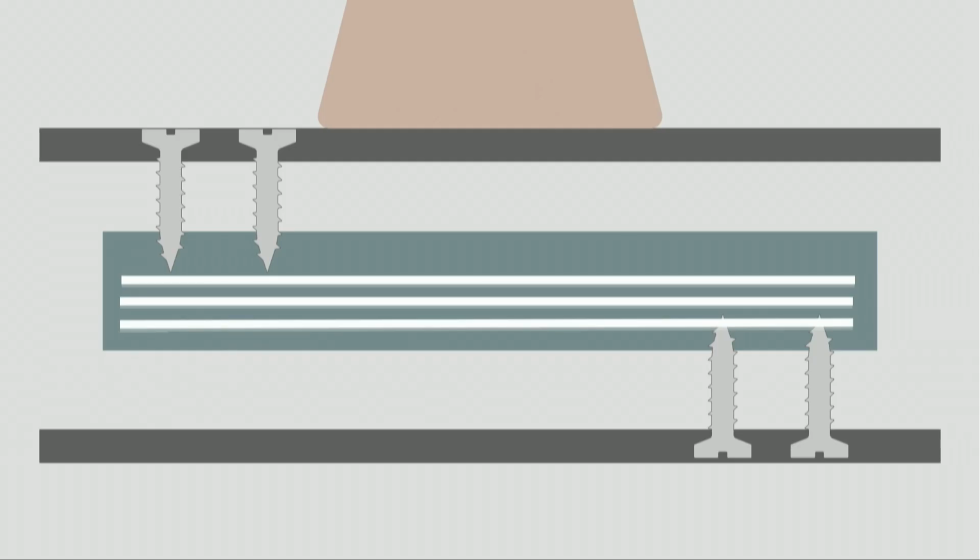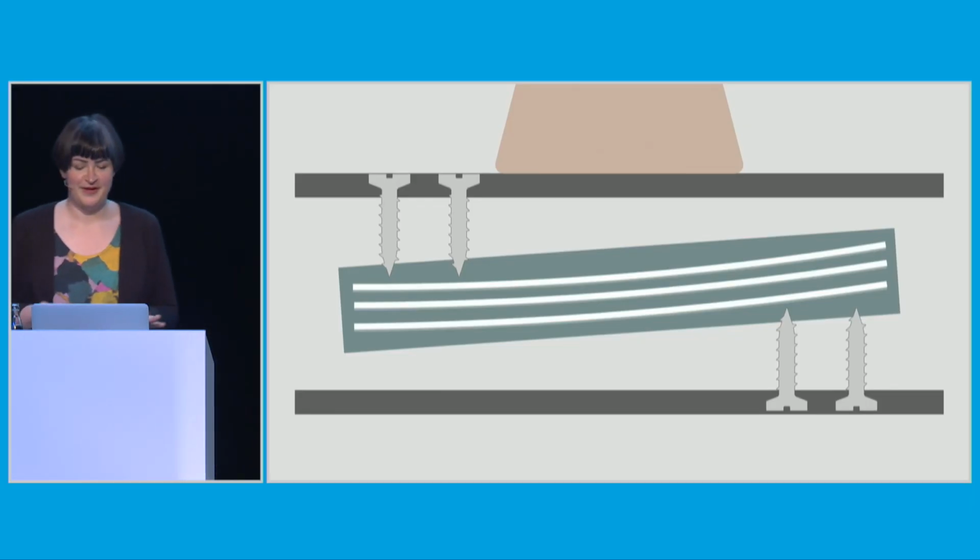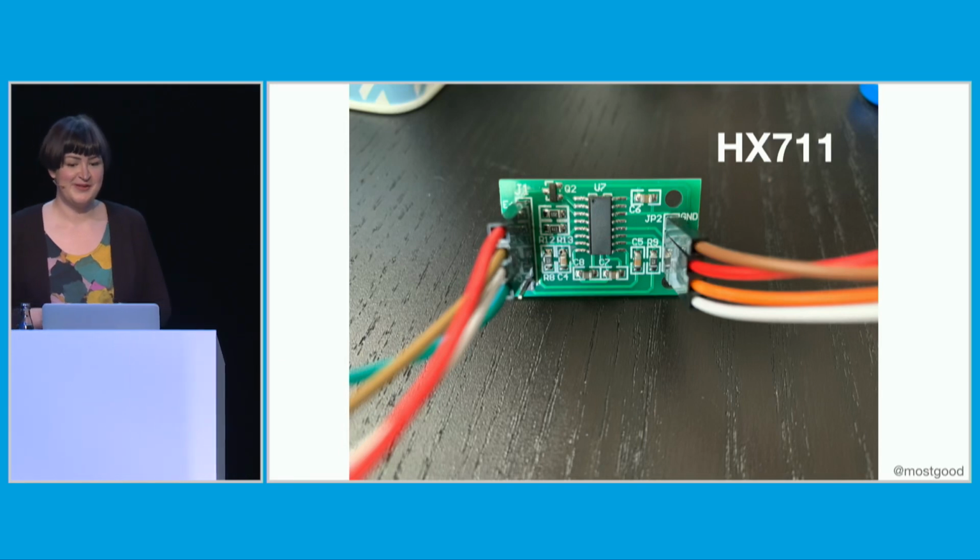So if we look closer, what's actually happening is inside that bar is a bunch of little wires. And so when it bends, the wires bend. And this bend in the wires causes a change in resistance. And that change in resistance is how we calculate the weight of something. It seems kind of complicated, but don't worry, we'll look at it a little bit closer.